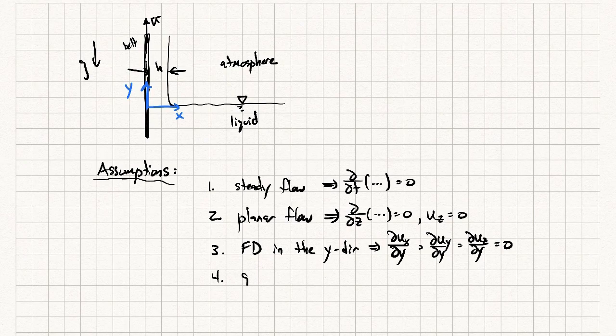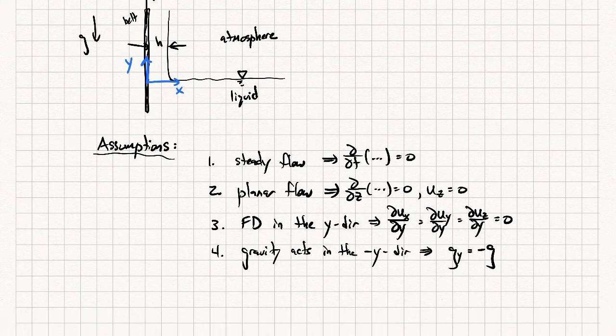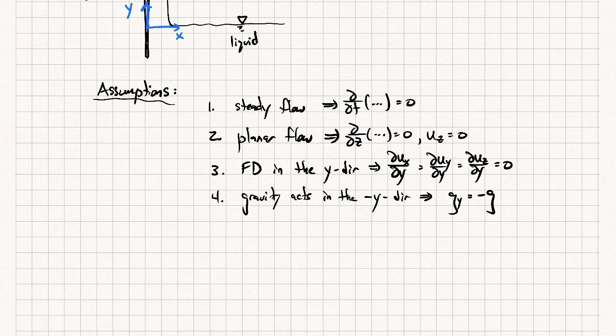And then number 4 is that gravity acts in the minus y direction. We can just see that from the picture. So g sub y is just minus g. We see that right over here. Okay. So those are the assumptions we'll make, and some other ones that I won't write down are that we'll deal with an incompressible liquid. The liquid being incompressible is a pretty good assumption. We'll assume that it's a constant dynamic viscosity as well, and that the fluid's Newtonian. So those are assumptions that I'm making implicitly here.